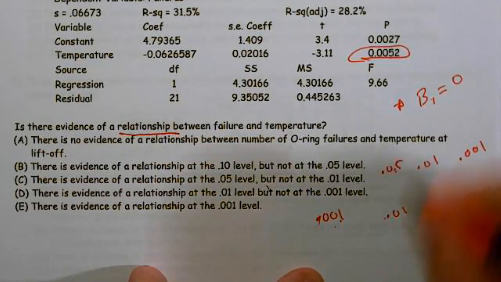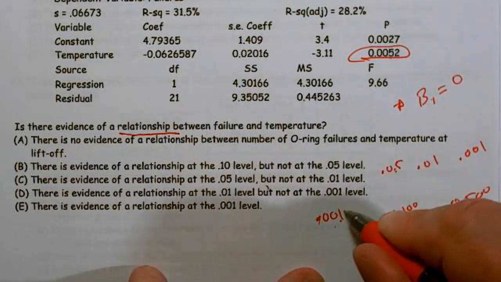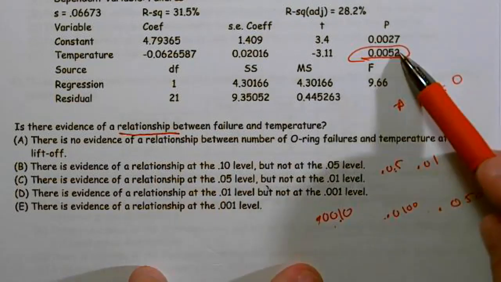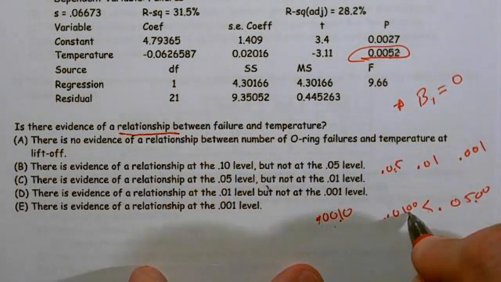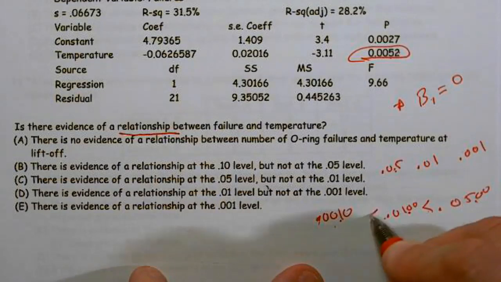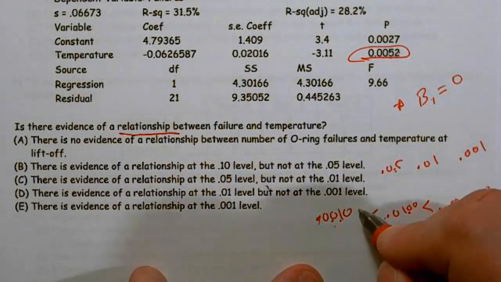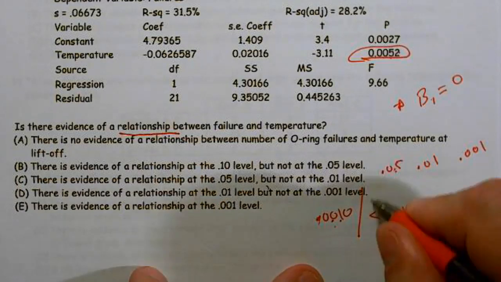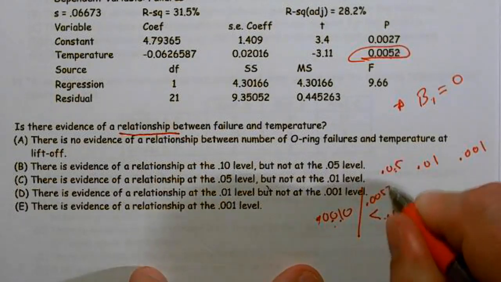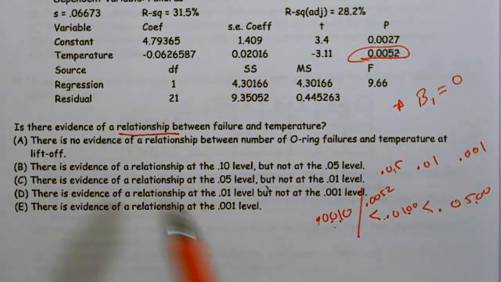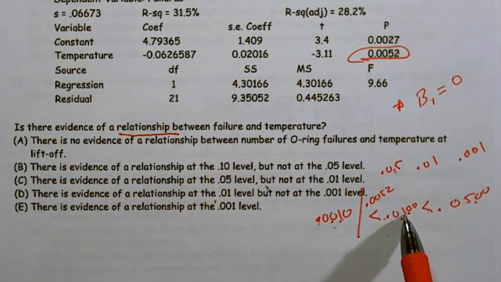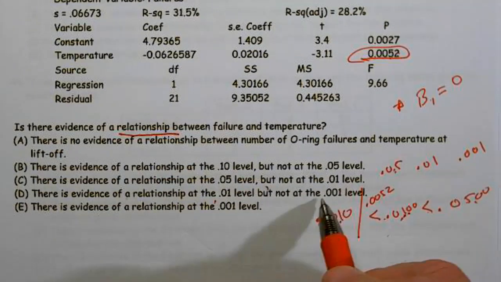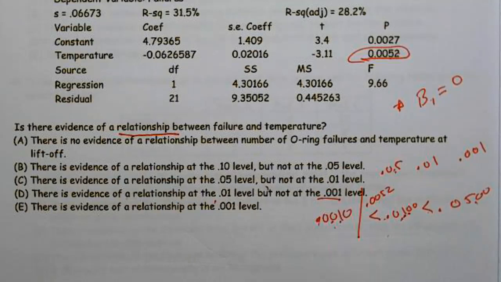I'm going to make these all the same length, all four places. Well, 52 is definitely less than 500. 52 is definitely less than 100, but 52 is not less than 10, so it's in between here. So the 0.0052 lies in this interval. So there's evidence of a relationship at the 0.01 level. In other words, I would reject the null at alpha equal 0.01, but I would not reject the null at 0.001.